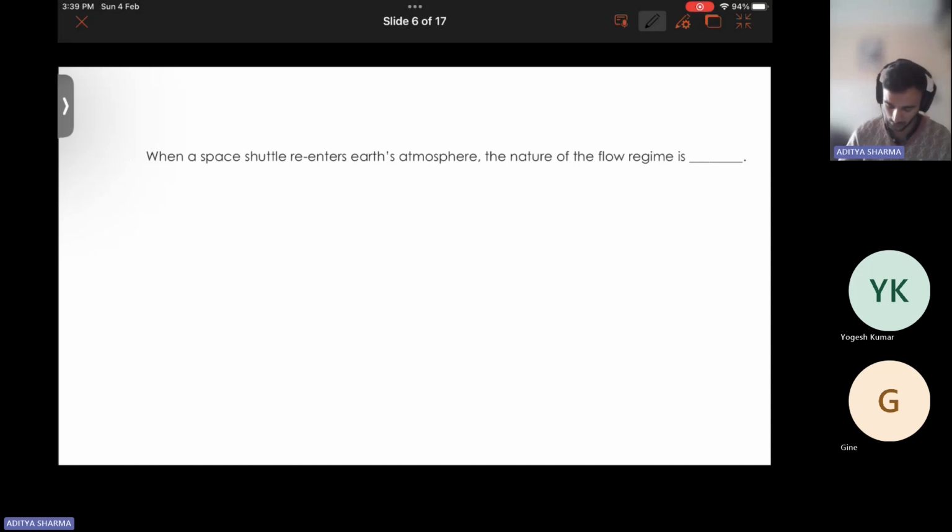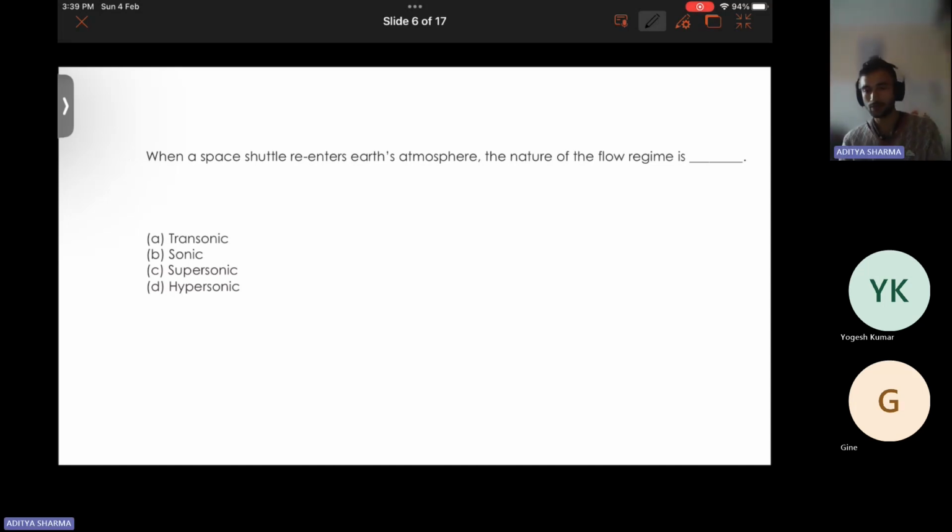Then this is also a factual question. I would take guesses from you guys. So when a space shuttle re-enters Earth's atmosphere, the nature of the flow regime is. I believe you all know these flow regimes. Out of these flow regimes, when a space shuttle re-enters Earth's atmosphere, what is the nature of such a flow regime?